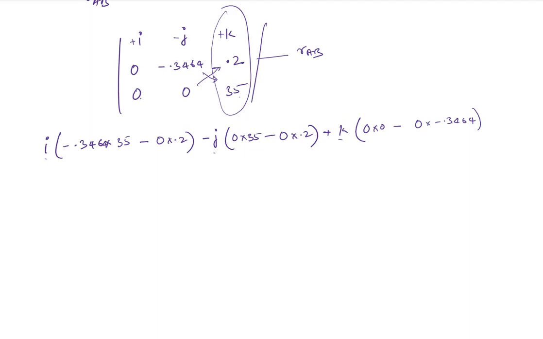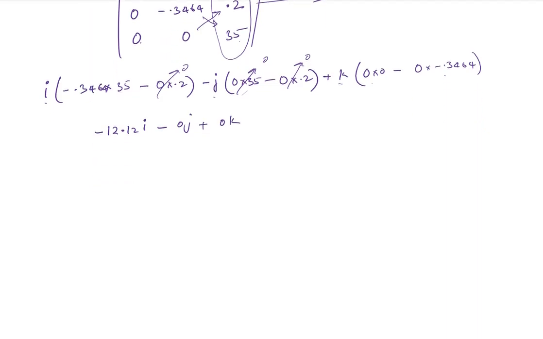All right, so let's multiply this together. What do we get? This basically becomes 0. When you multiply 0.3464 times 35, you get negative 12.12, so negative 12.12i. If my arithmetic is wrong, I apologize, please check after me. Minus, so that is 0, and that is 0, that is 0. So the whole thing is 0j, plus 0, 0, 0k.